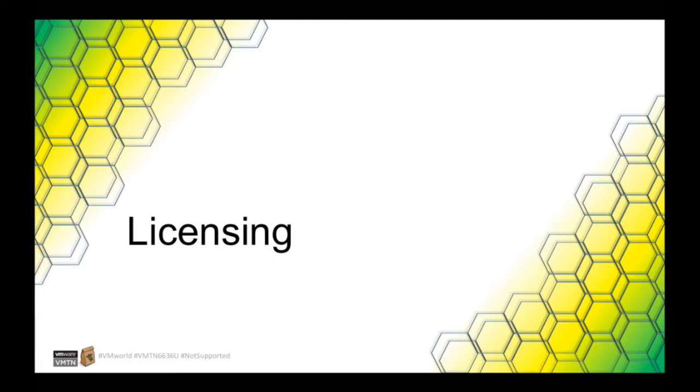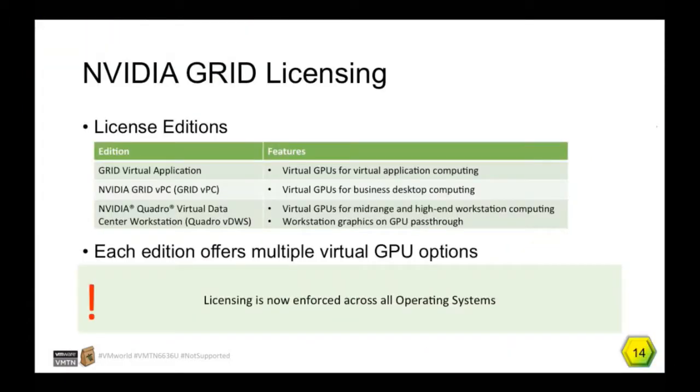That means we're ready for licensing. So at this point, you've got your host configured. It can handle vGPUs. We want to make sure we have licensing ready to roll, and then we'll build our virtual machines. So NVIDIA GRID licensing comes in 3 different flavors.